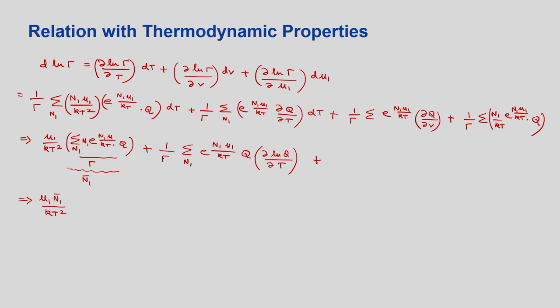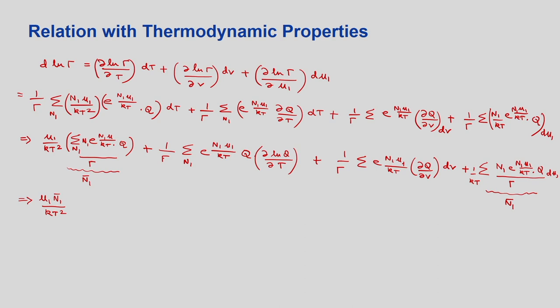Then the remaining term 1 by T, I don't do anything, just keep it as it is, n1 mu 1 by kT dou Q by dou V, I keep it as it is into dV. I think we have missed dV here, and here it is d mu 1. So dV plus, now in this case again the same thing appears. If I take 1 by kT outside, then I will have n1 into e to the power of n1 mu 1 by kT into Q by the partition function. So this term will be nothing but n1 into d mu 1, multiplied by the variable d mu 1. Again this term becomes n1 bar.